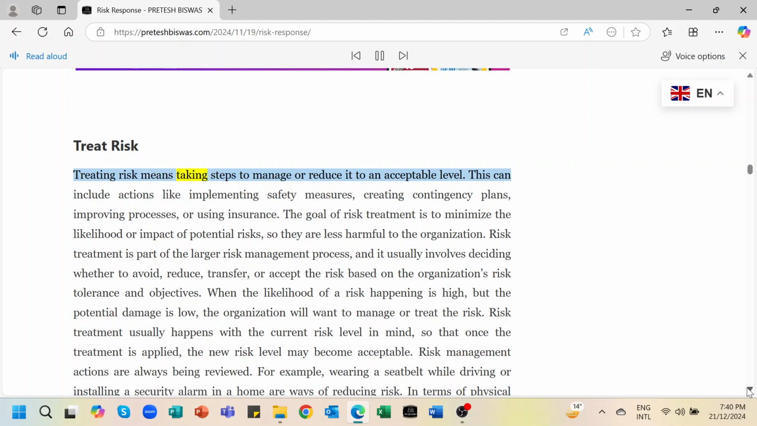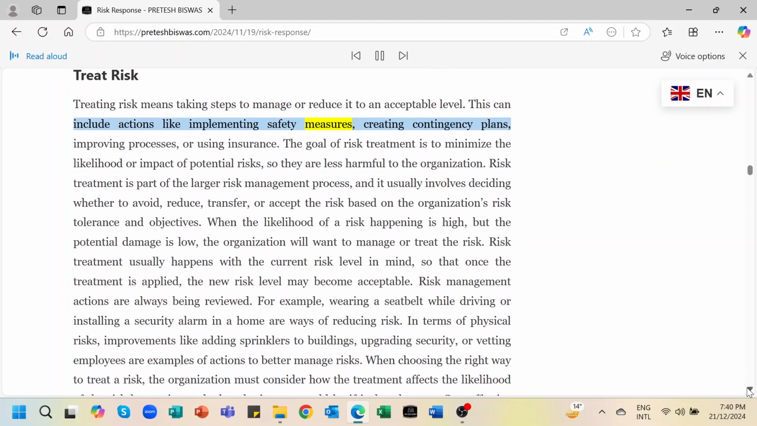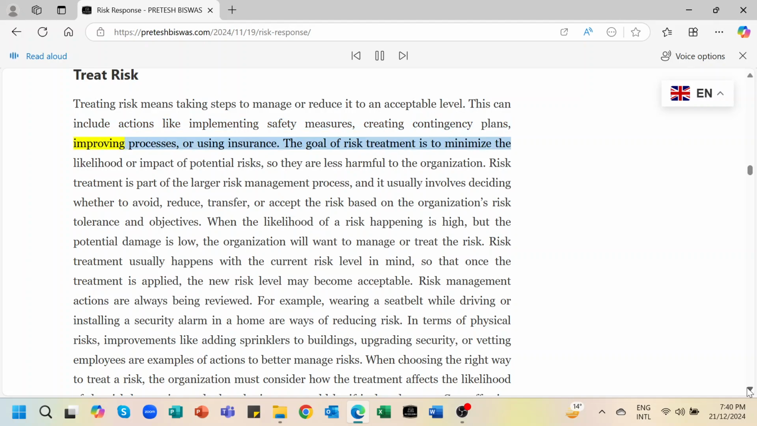Treat risk. Treating risk means taking steps to manage or reduce it to an acceptable level. This can include actions like implementing safety measures, creating contingency plans, improving processes, or using insurance. The goal of risk treatment is to minimize the likelihood or impact of potential risks so they are less harmful to the organization. Risk treatment is part of the larger risk management process, and it usually involves deciding whether to avoid, reduce, transfer, or accept the risk based on the organization's risk tolerance and objectives.